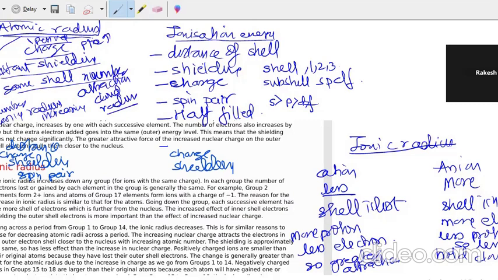If you go down a group, the charge is increasing, but the shielding is more because now more shells are being added, and the shell number is going down. The atomic radius will go on increasing. This is as far as the atomic radius.